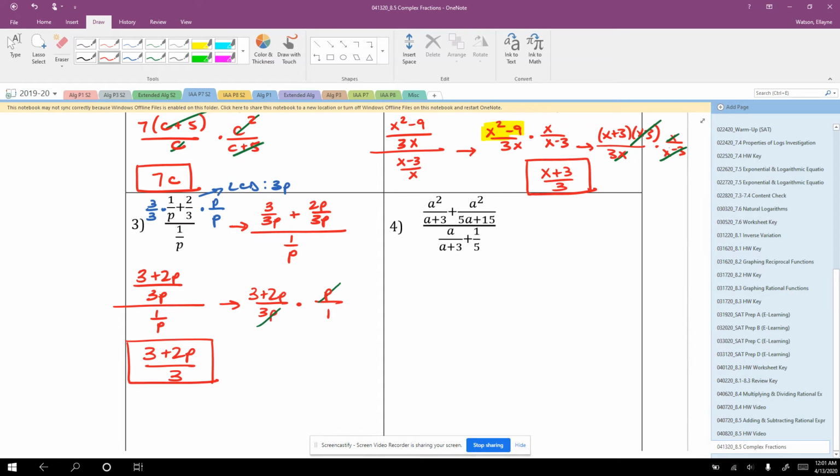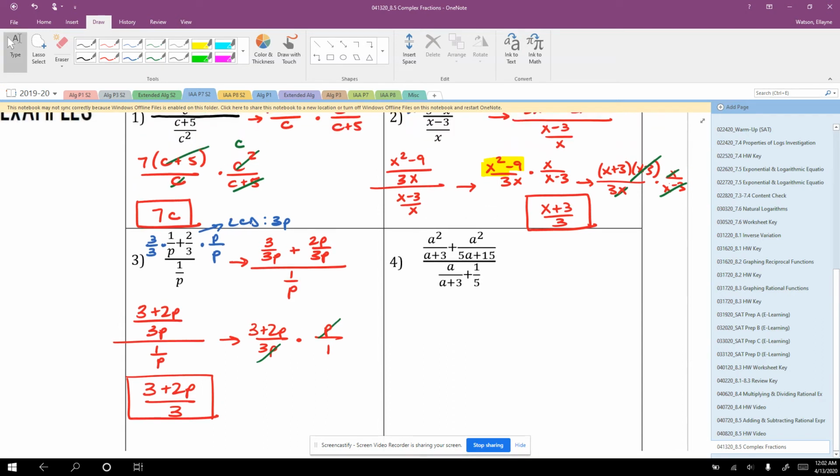Okay, let's move on. Slightly harder problem, but same steps and same concept. So again, we need a single fraction in the numerator and we need a single fraction in the denominator. We do not have that. So we need to almost approach it individually. So we need to add the two fractions in the numerator, and then separately we need to add the two fractions in the denominator. So as always, first thing is our LCD. Well, we know that this is going to factor into 5 times a plus 3. So this ends up being our LCD.